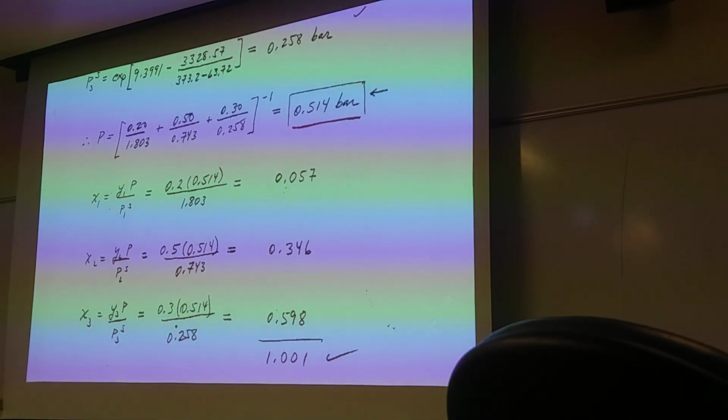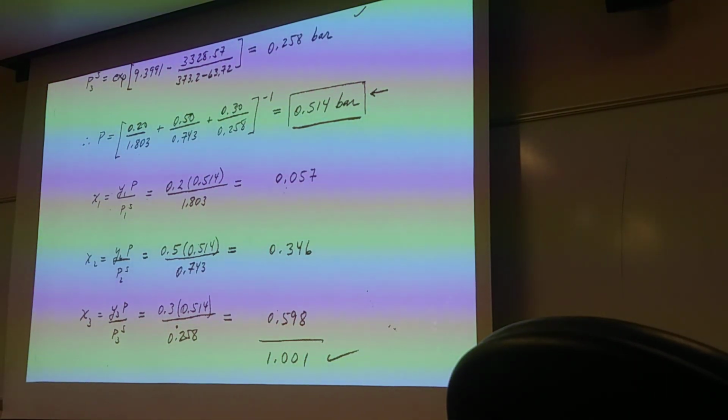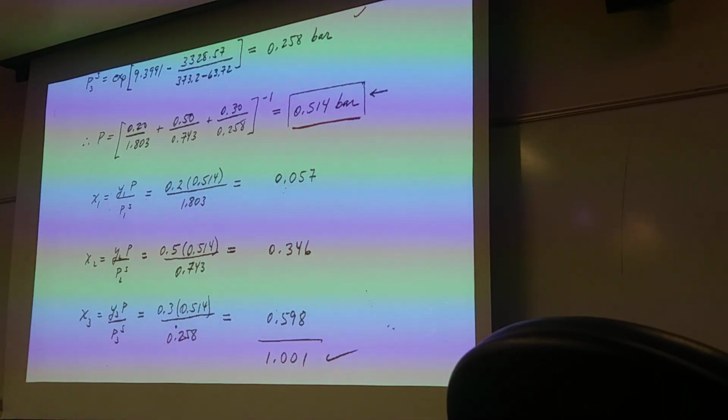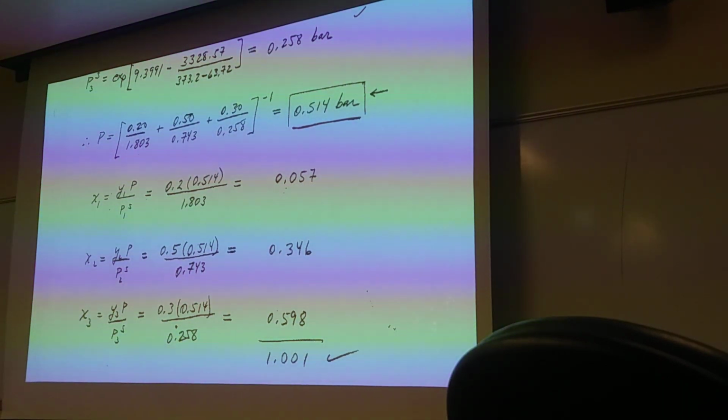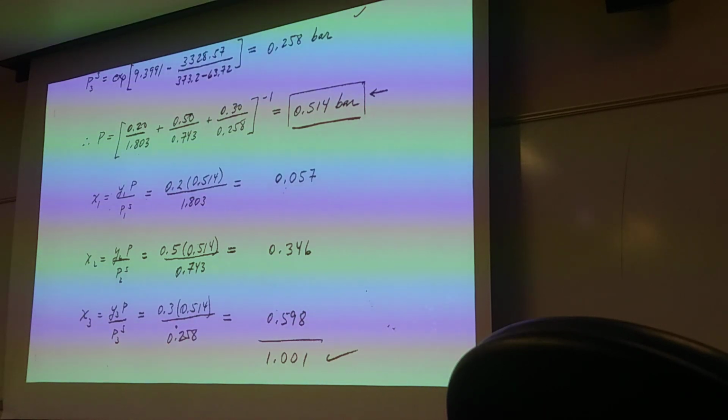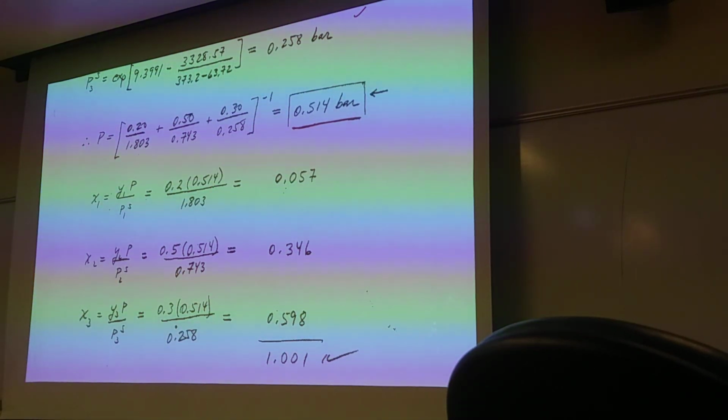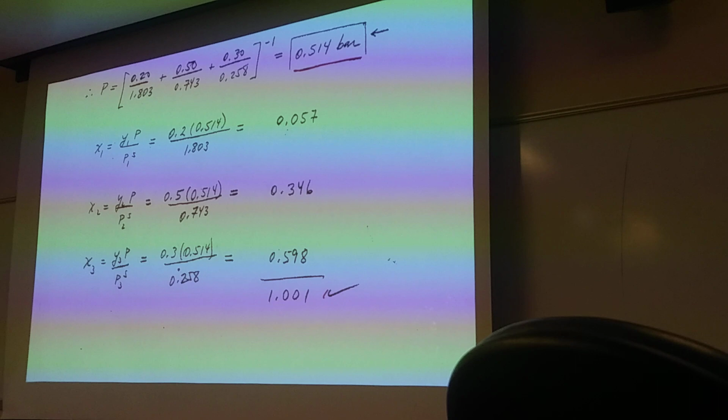And then I can use Raoult's law to calculate the resulting x's, and there they are. And once we've calculated them, it's a good idea to check to see if they in fact sum to unity, which they do to an acceptable extent here. Any question about this?